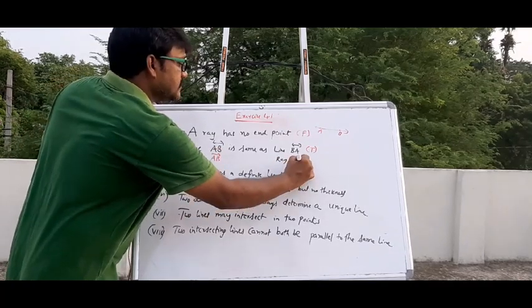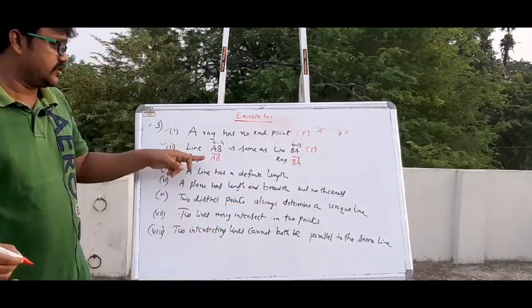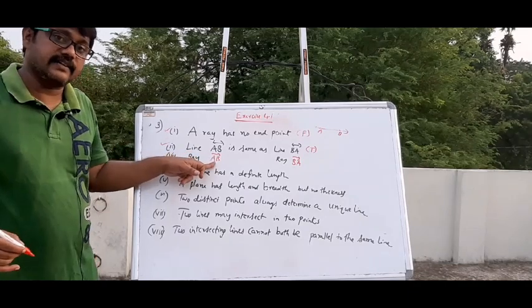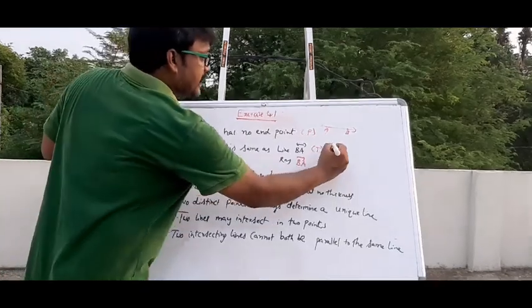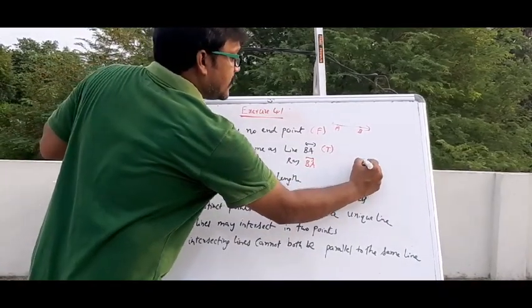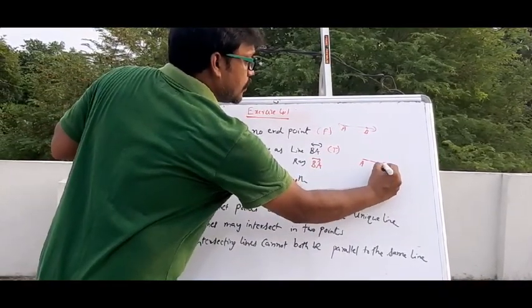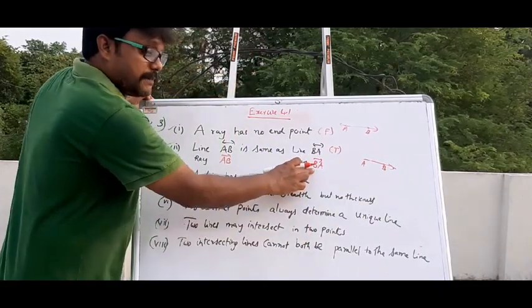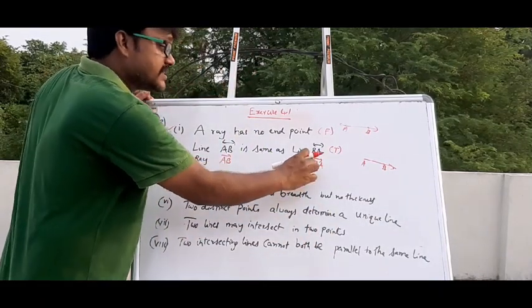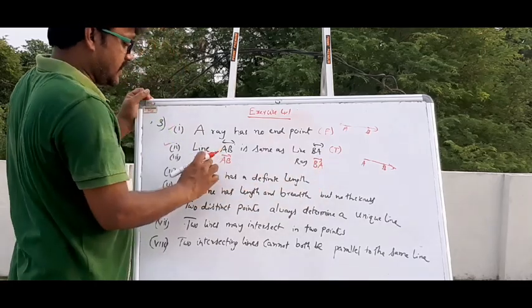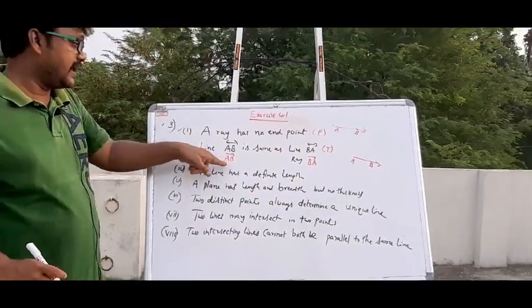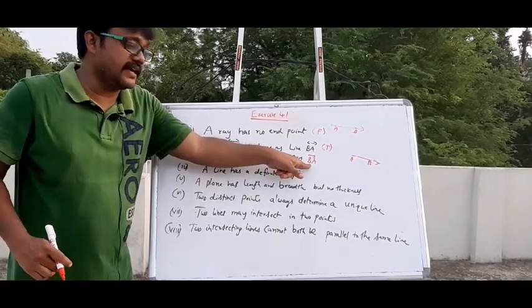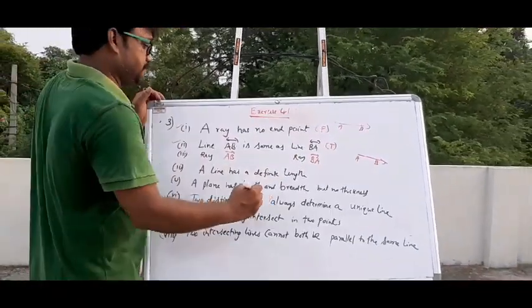Here you can see the violation. Ray AB is certainly different from ray BA, no doubt, because ray AB means it starts at A and goes towards B, whereas ray BA indicates that it starts at B and goes towards A. That's why these two are clearly different. So ray AB is the same as ray BA is a false statement.